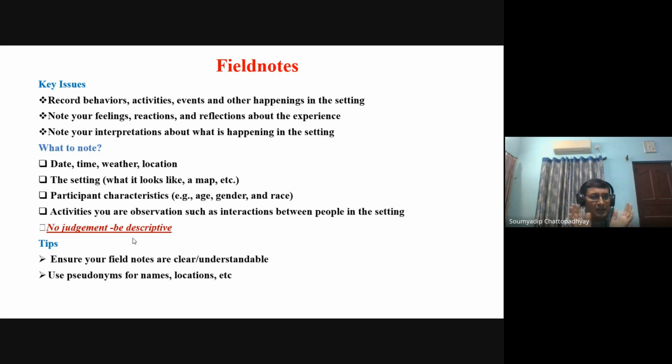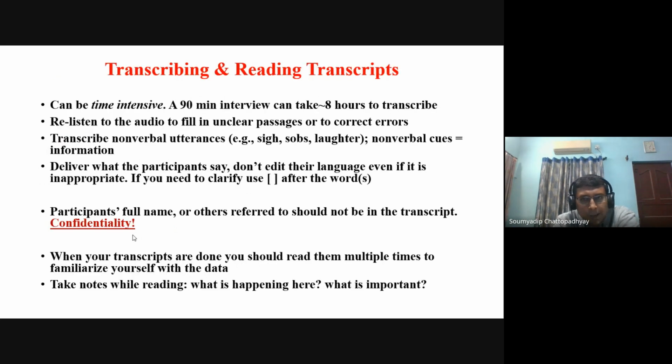And these are the general tips. Ensure your field notes are clear and understandable, and always use pseudonyms for names, locations, etc., because nowadays there is a huge literature coming up on research ethics. Though I am not an expert on those things, these are very sensitive when you are going to analyze the field notes. Then, transcribing and reading the transcript.